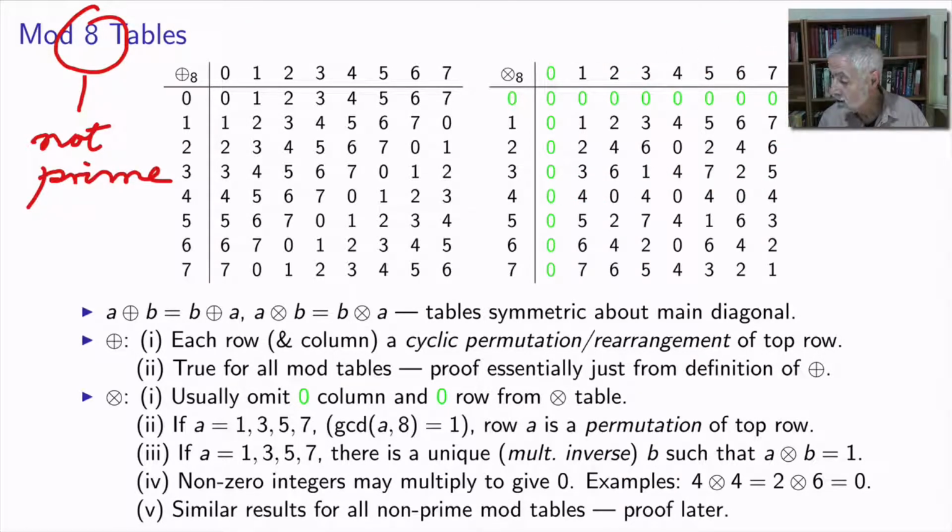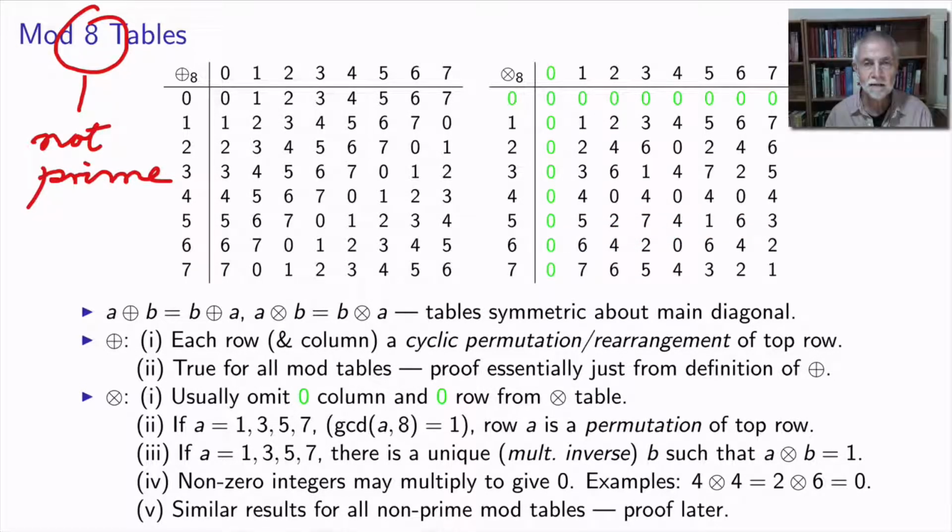So for example, let's take this here, 5, 2, 7, 4, 1, 6, 3. 1 occurs down here exactly once, 2 likewise, 3, 4, 5, 6, 7. So it's not a cyclic permutation, but it's a permutation of this in the sense that every element here occurs once and only once in this row here.